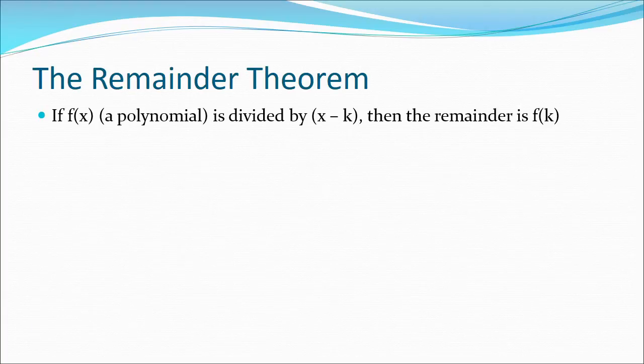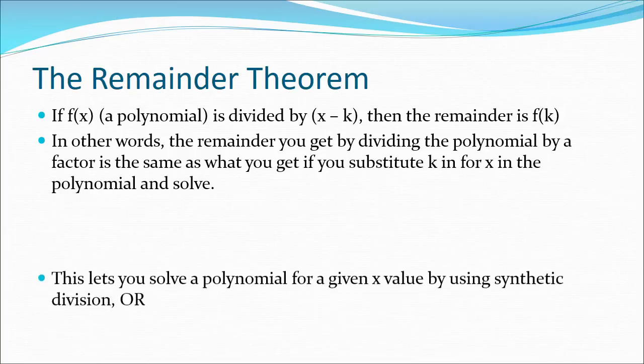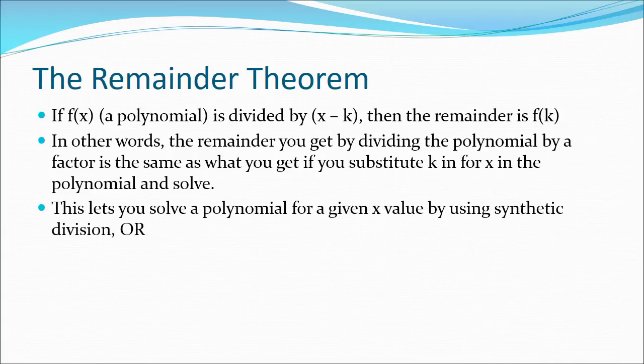Okay, the remainder theorem says if f of x, which is a polynomial, is divided by x minus k, the remainder will be f of k. In other words, the remainder you get by dividing the polynomial by a factor is the same as what you get if you substitute k in for x in the polynomial and solve. So this gives you a couple of things that you can do with this.